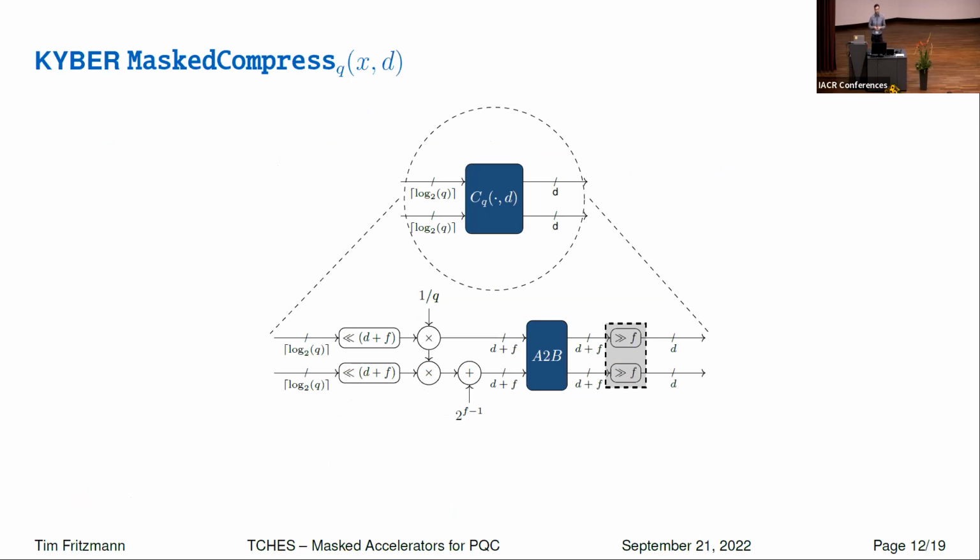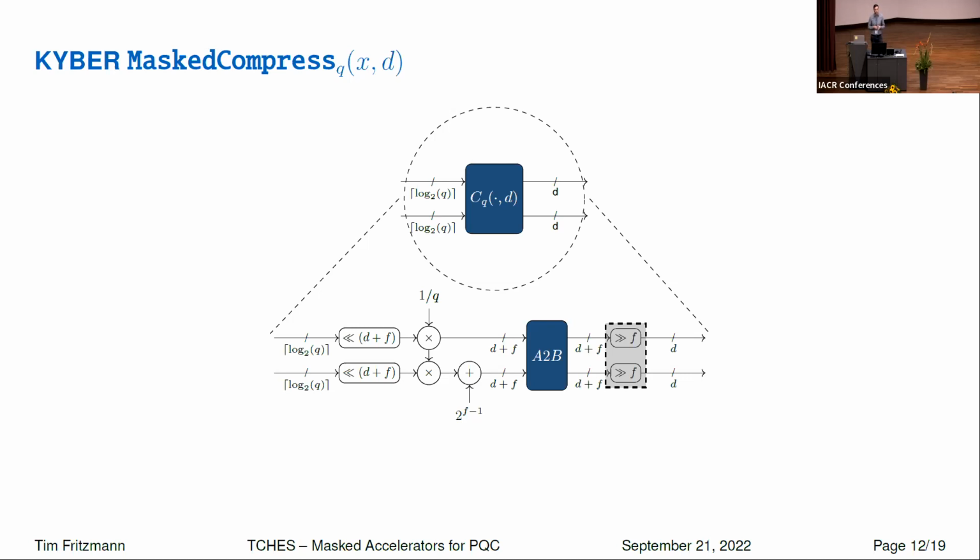Now let us have a look at the circuit that is used for the ciphertext compression. For the multiplication by 2 to the power of D, we shift the input shares by D positions. And then in order to avoid floating point arithmetic, we shift again by F positions. So we shift in total by D plus F positions. Then we perform the multiplication with the inverse of Q. We have some correction term in order to avoid the rounding operation and instead use the shifting operation.